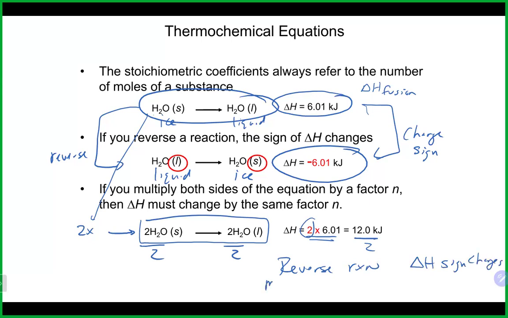If you multiply the reaction by a common number, you take the delta H and multiply it by that common number. If you divide that reaction by a common number, you take the delta H and divide it by that common number. So these are the ways that the delta H value changes as you change the actual reaction.